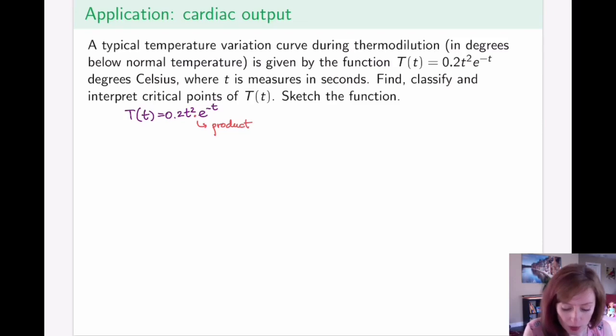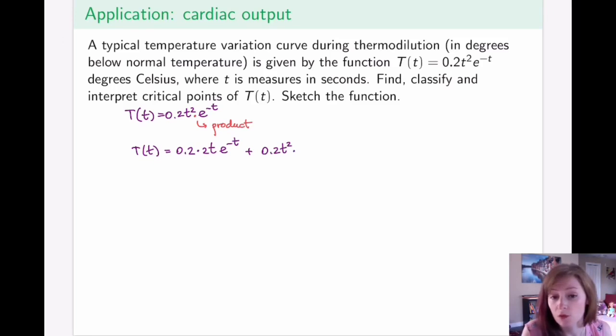Okay, so remembering the product rule, I'm going to have the derivative of the first function, which here I'm going to consider to be 0.2t squared. So the derivative of that is 0.2 times 2t, and then we leave the second function alone, plus we leave the first piece and take a derivative of the second function. So now I have to take a derivative of e to the negative t, which is itself, times the derivative of its inside. Its inside is minus t, so the derivative of that is minus 1.